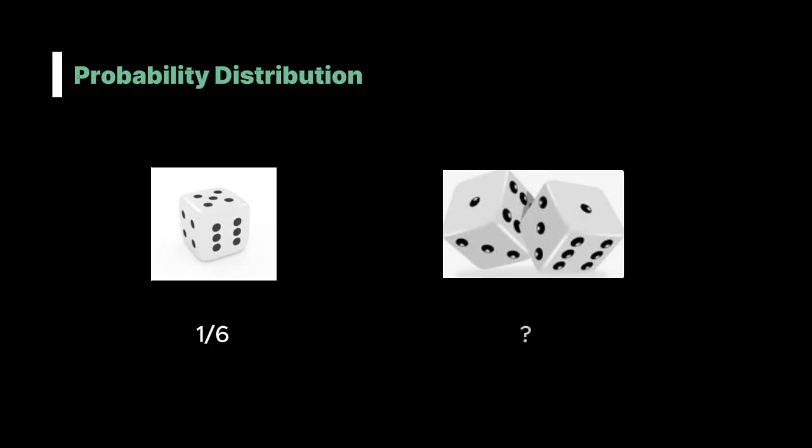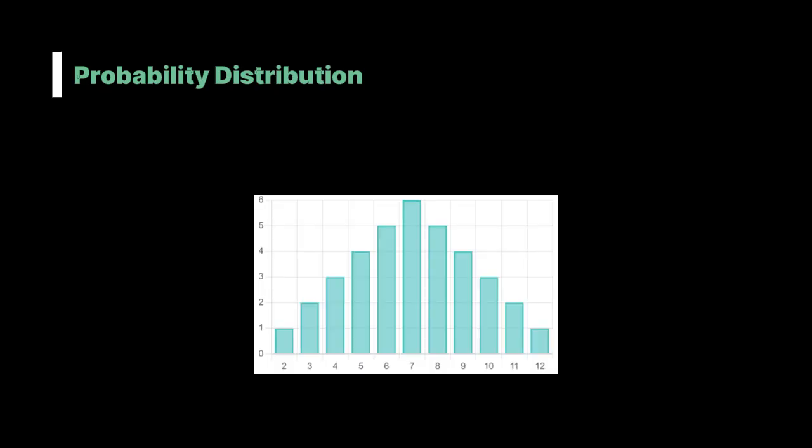Let's make probability simple. When you roll one die, the chance of getting any number from 1 to 6 is equal. Now, what about if you roll 2 dice and add them up? There's only one way to get a 2, 1 plus 1, but 6 ways to get a 7. When you plot the results, a very specific pattern appears, a mountain shape. That pattern is called a distribution.